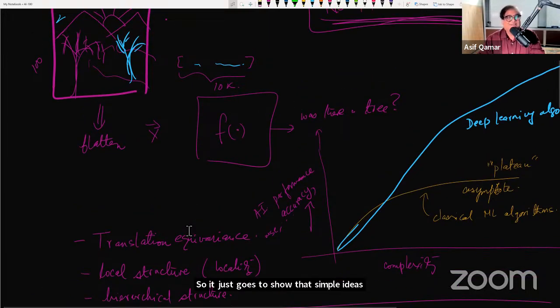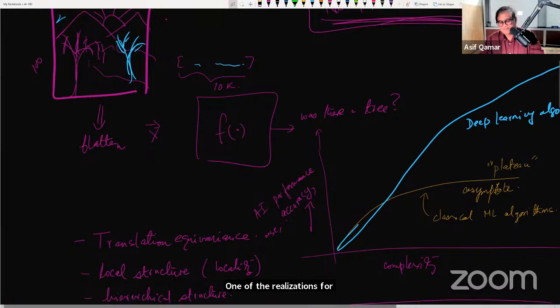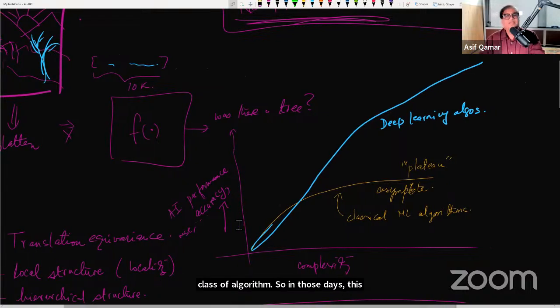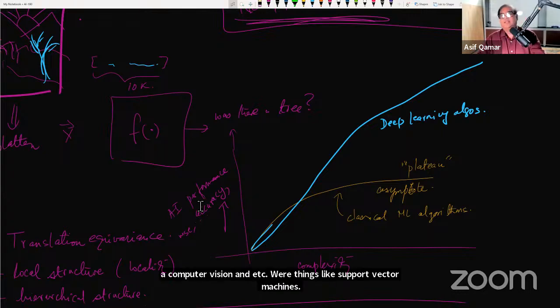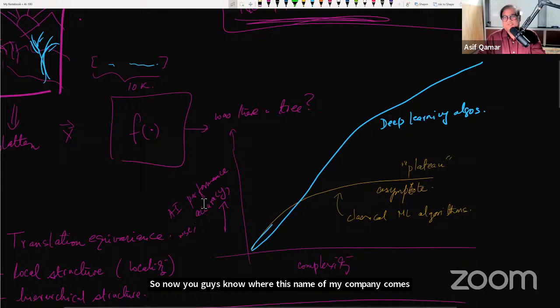Then came deep learning, deep neural networks. What do deep neural networks bring? In those days, some of the state-of-the-art algorithms for computer vision and so on were things like support vector machines. So now you know where the name of my company comes from: support vector machines. It's a beautiful algorithm. In a separate course, I used to teach this, and it is heavily used in the medical field even today. It's still there.